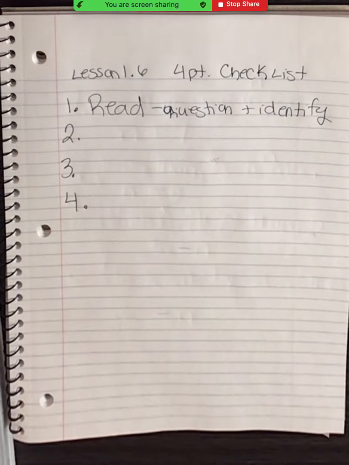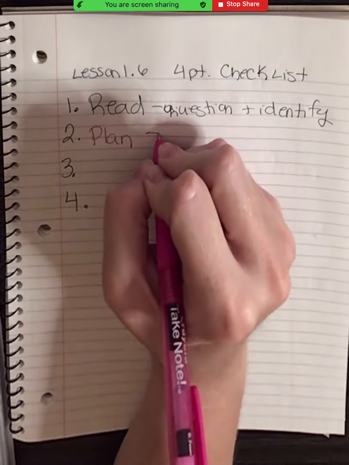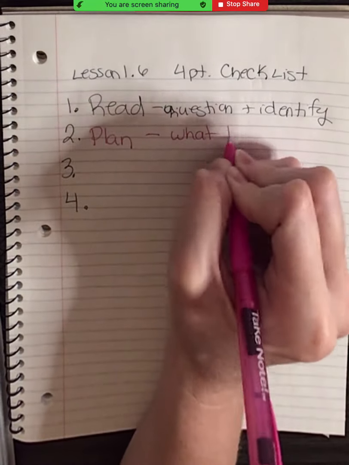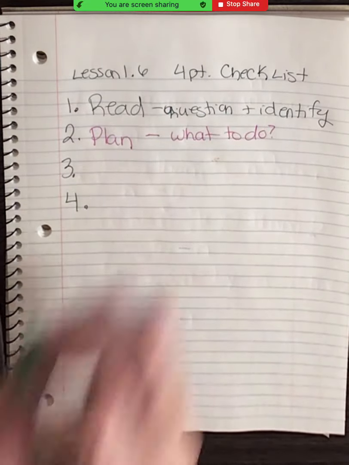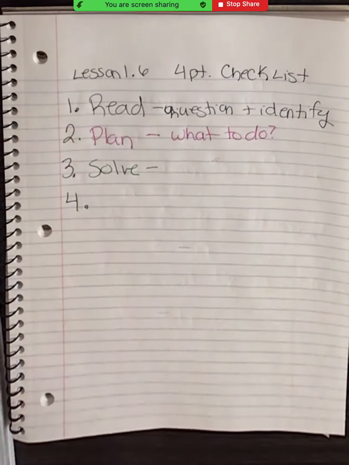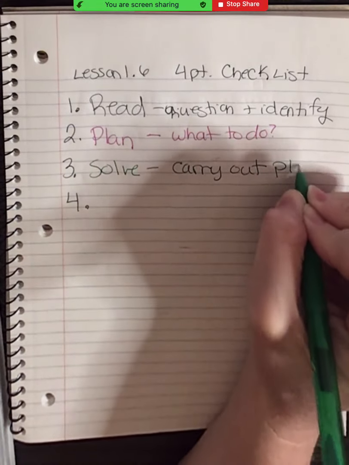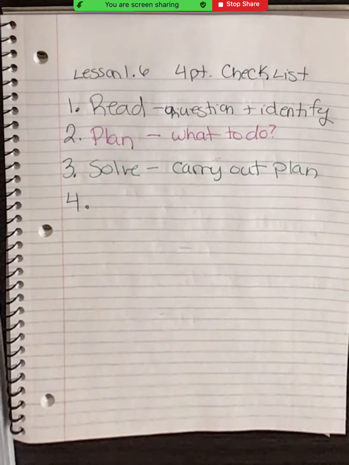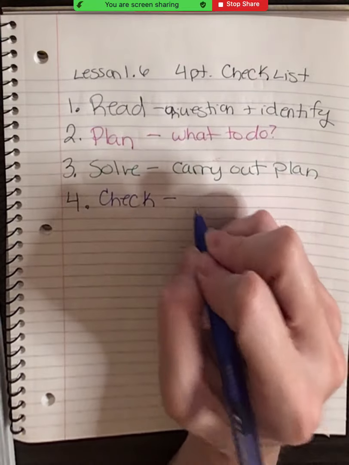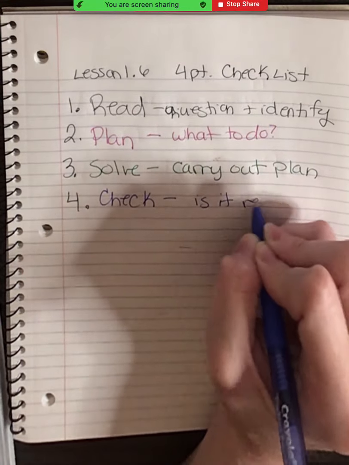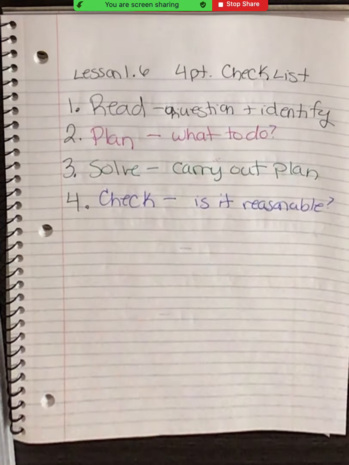Okay, after you read it, then you're going to come up with some sort of plan. Okay, what can we do to solve it? After you come up with a plan, then you're going to actually solve it. And finally, the nice thing with math is you can always go back and check your answer. Does my solution make sense? Okay, so 4 steps.